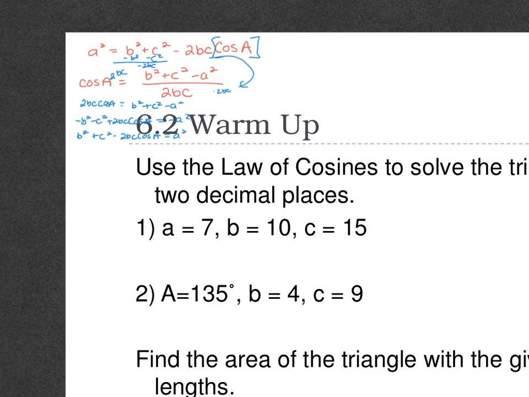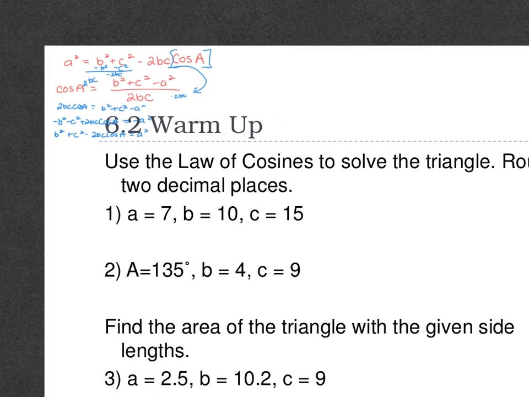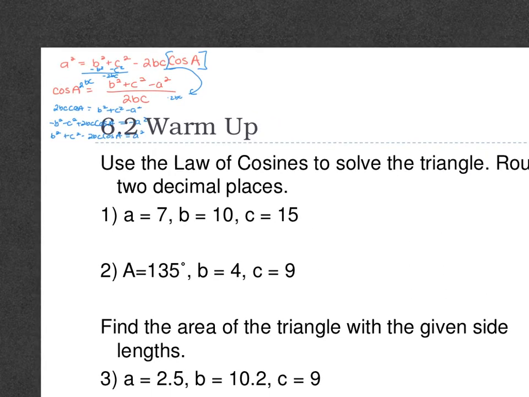All right, so the first one said use law of cosines to solve the triangle. Remember that tomorrow's quiz is just going to say solve the triangle, and you have to figure out if it's law of sines or law of cosines. For law of sines, we did side-side-angle, which was our ambiguous case, and we did angle-side-angle. For law of cosines, which is what we're about to do, it's side-side-side and side-angle-side.